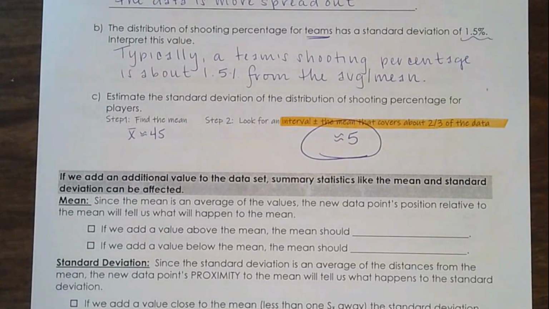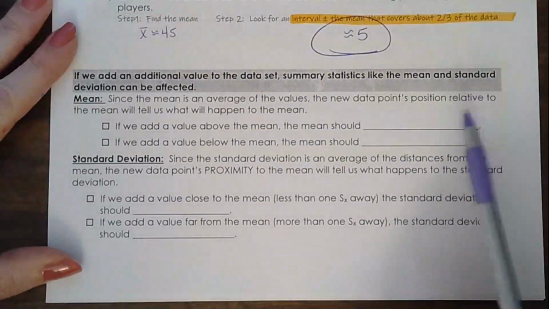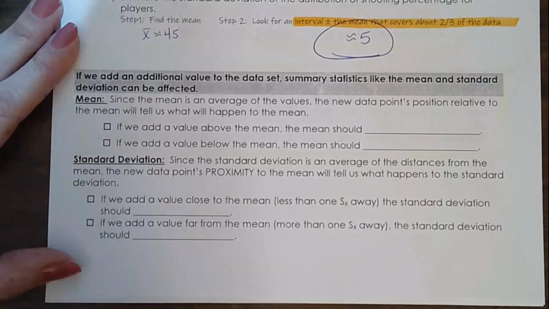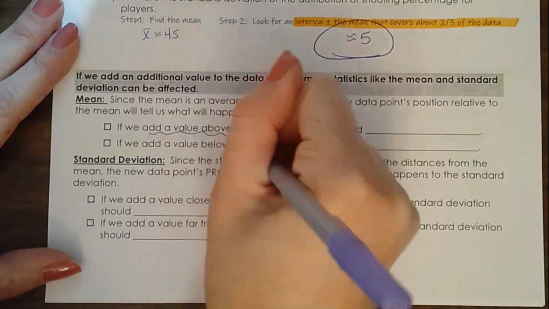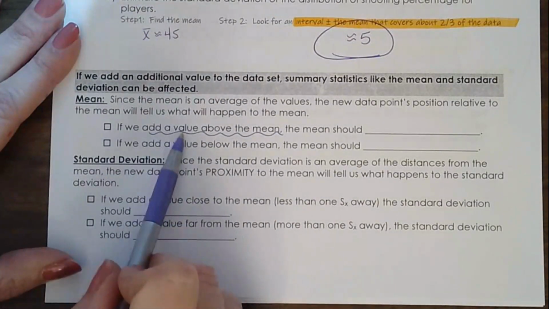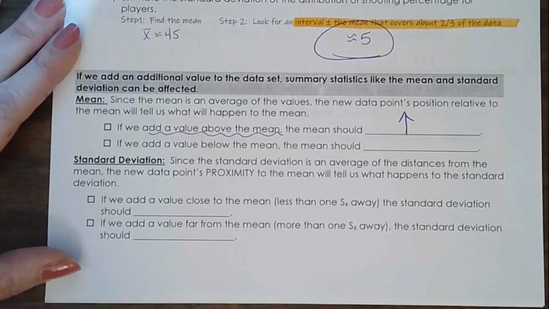Okay, so what happens to the mean and standard deviation when one data point is added to a data set? Well, that new data point's position relative to the mean will tell us what will happen to the mean. For example, if we add a data point above the mean, what will happen to the mean? Let's think about it, you guys. Let's say your grade in this class is an 80%. On next week's test, you get a 90%. What do you think is going to happen to your average in the class? It's going to go up. So if you add a data point above the mean, the mean should increase.